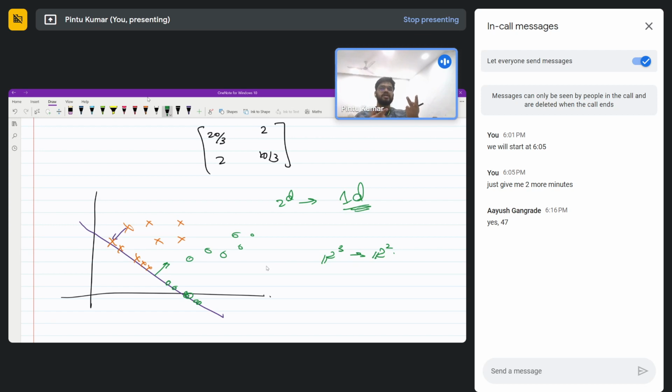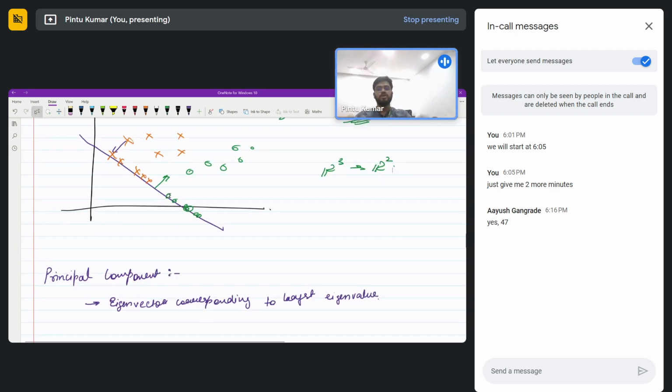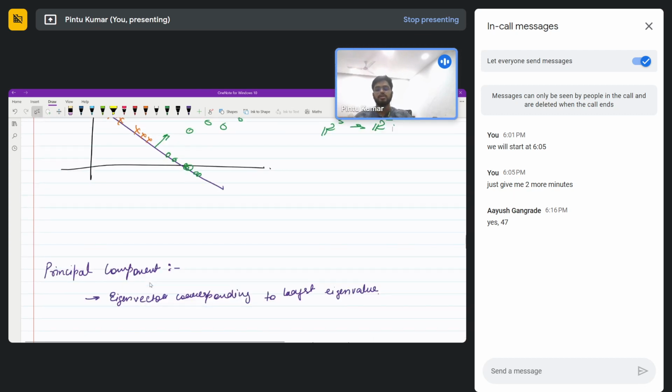A plane can be defined by the span of two vectors, right? So again, the question can be asked: what are the two vectors on whose span, if I project, I will preserve the maximum information? So that is the point of principal component analysis. Principal components are those vectors on which, if you project your data points, you preserve maximum information.